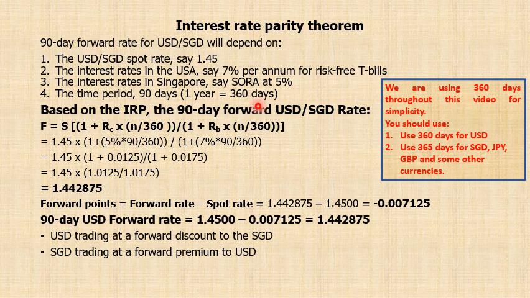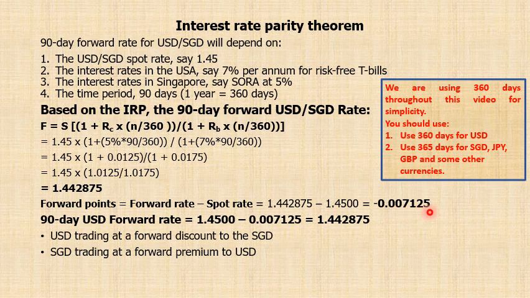Based on the IRP, the 90-day forward USD SGD rate will be 1.45 × (1 + 5% × 90/360) divided by (1 + 7% × 90/360). Here 5% is the interest rate of the counter currency, which is the Singapore dollar, and 7% is the interest rate of the USD, which is the base currency, that is in the denominator. 90 is the number of days for which we are calculating the forward rate. Solving this, we get 1.442875. The forward points, which is equal to the forward rate minus the spot rate, comes to 0.007125 with a negative sign.